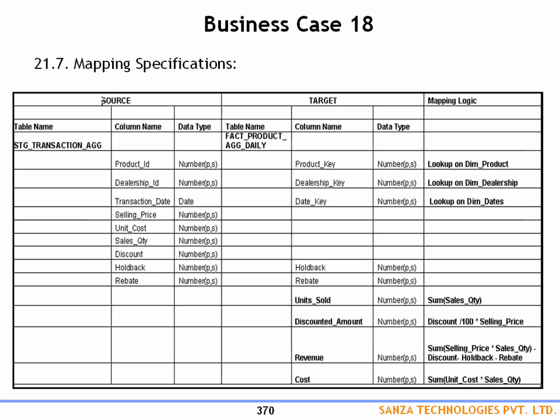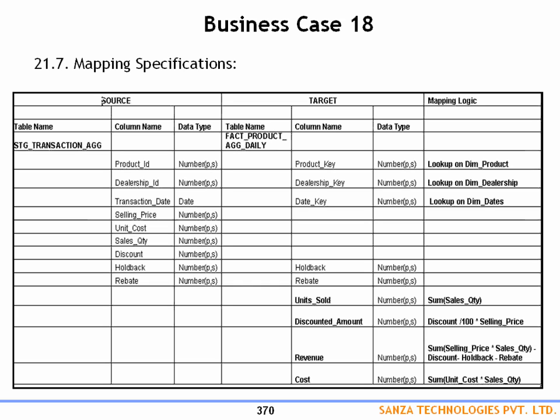For the product key, dealership key, and date key, you need to do the lookup to get the corresponding date keys, and you need to do aggregation and load it into the fact product AGG daily. Now, what is aggregation of data? Based on the group by approach, you aggregate the data to find the sum of quantity, price, cost, or discounted amount.